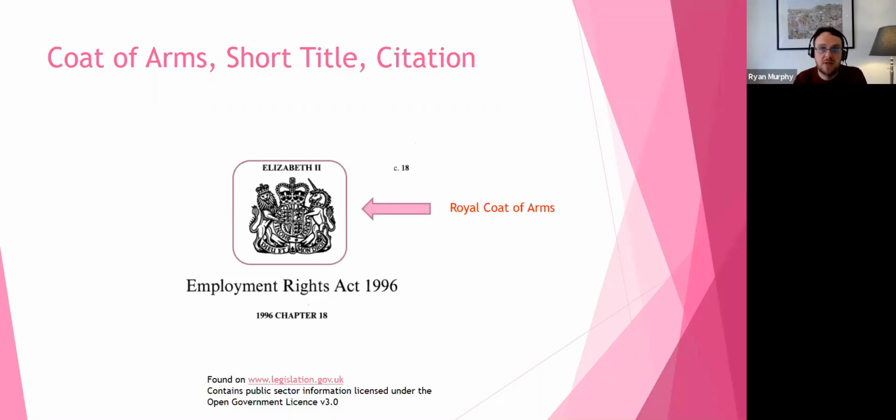So the first thing that you'll note is that Acts of Parliament have the Royal Coat of Arms on them to indicate that the Act is made under the authority of the Queen in Parliament. The Queen, or the monarch, is the constitutional head of state of the United Kingdom, and therefore of the legal jurisdiction of England and Wales. And the Royal Coat of Arms just indicates that it has the approval of the monarch.